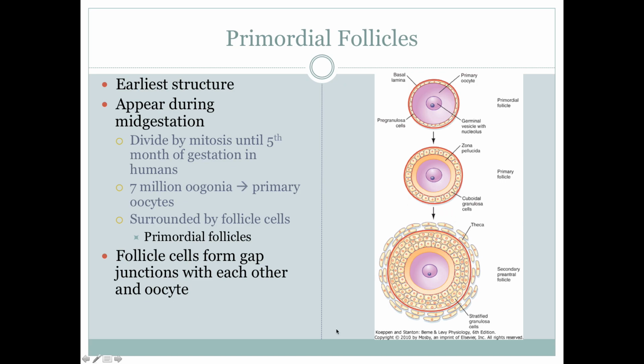Just like in male spermatogenic tissue, these follicular cells develop right next to each other, and they do have gap junctions between them so that they can share their nutrients and share things that you need to live.